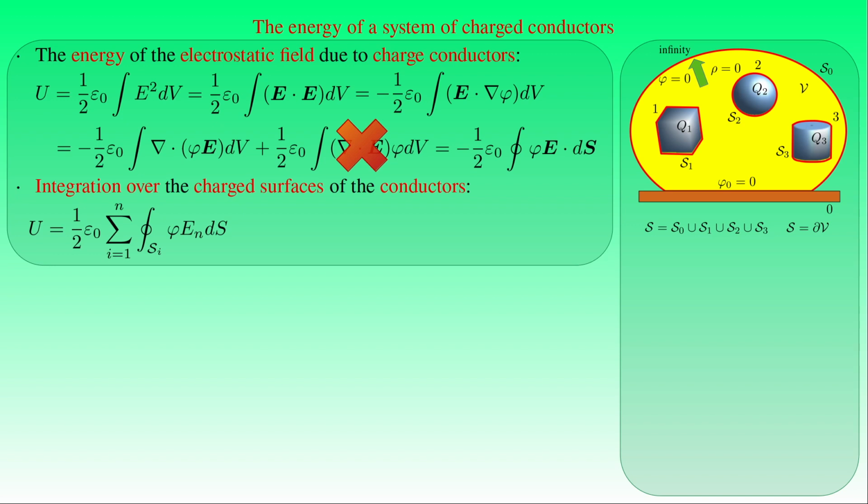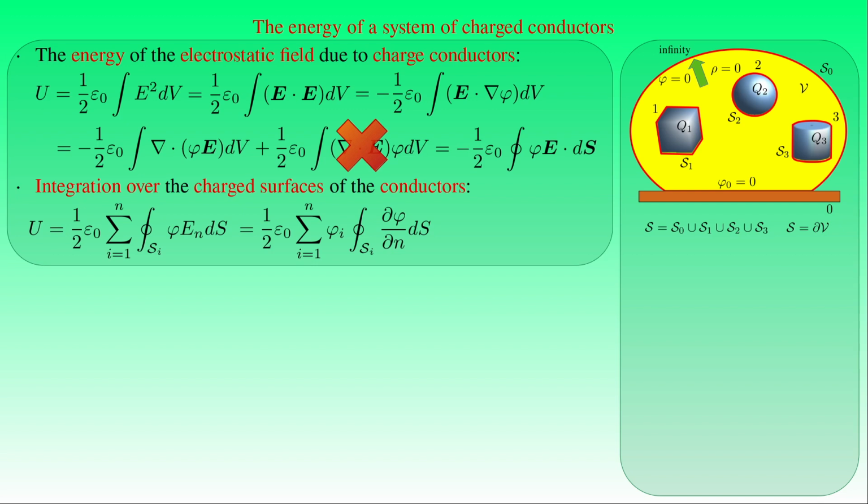We can also factor out the constant potential phi from the integrals over the boundaries of the conductors, which are equipotential surfaces. The normal component of the electric field is just equal to the negative gradient of the potential in the normal direction, that is the directional derivative of phi in the direction of the surface normal n.